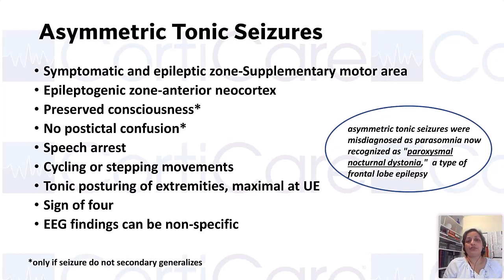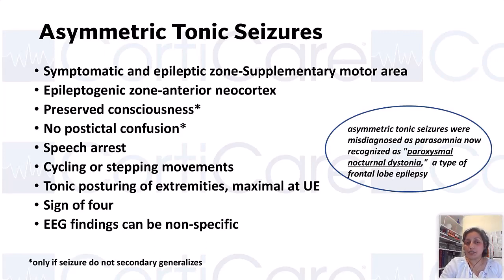The second category of seizures from the frontal lobe is asymmetric tonic seizures. These seizures were once misdiagnosed as parasomnia. The reason being, some of the symptoms look like the patient has some sort of sleep disorder. The symptomatic and epileptic zone is the supplementary motor area. So we are out of the primary motor cortex. We are anterior to the primary motor cortex. So that's where the symptoms are. That's where the epileptic zone is. Along with the supplementary motor area, anterior neocortex can also generate these seizures.